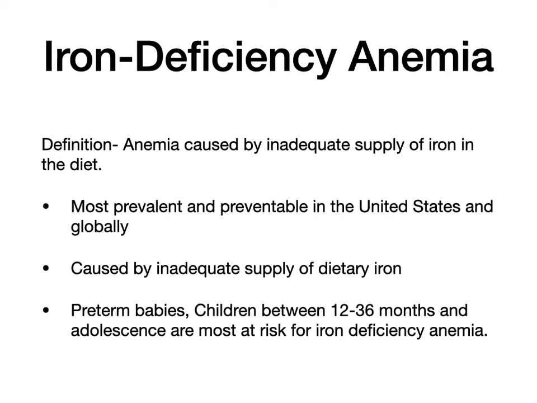Preterm babies, because in the third trimester is when iron is transferred to the baby. For children 12 to 36 months, it's because they drink a lot of cow milk and maybe they don't have the proper foods that are iron rich. And for adolescents, it can be poor eating habits, menses, obesity, and growth rate.